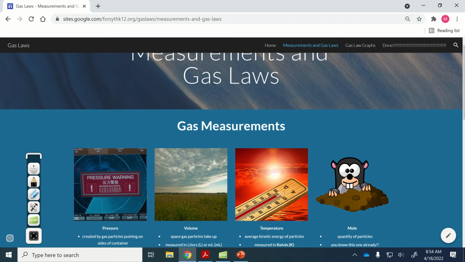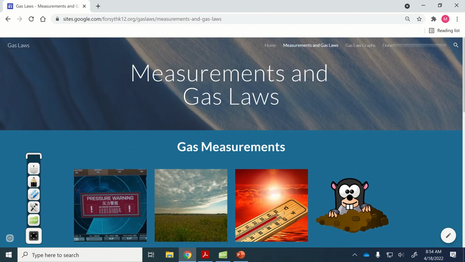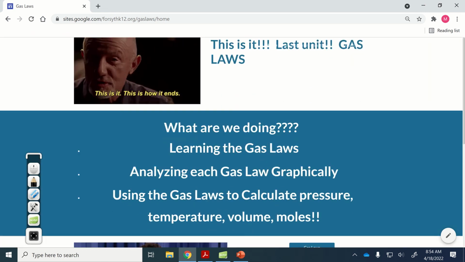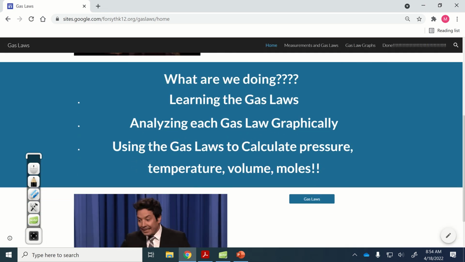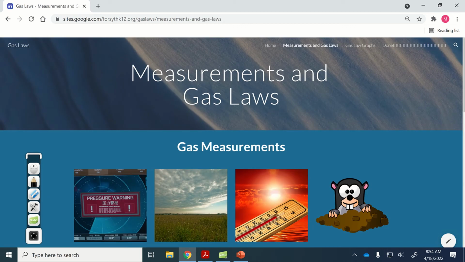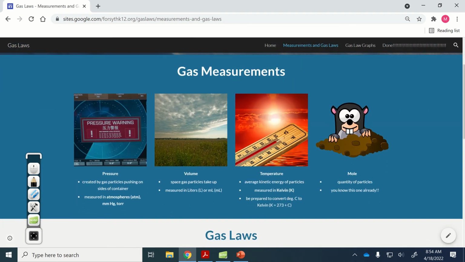So in this unit, we are going to be looking at what the gas laws are. We're going to analyze each one graphically, and then we're going to calculate them some. Before we get to the gas laws, I want to talk about the measurements.